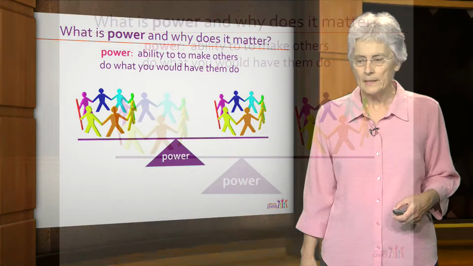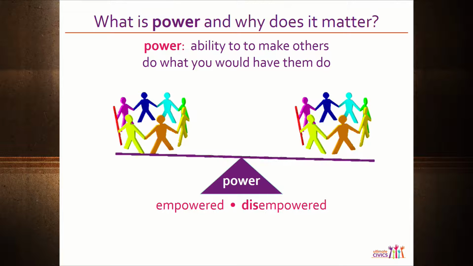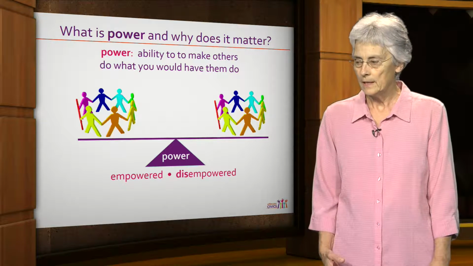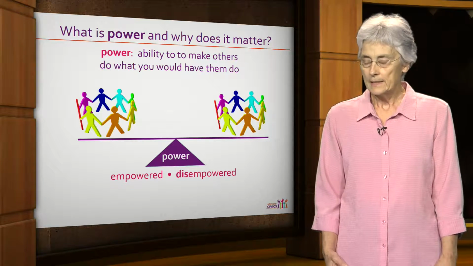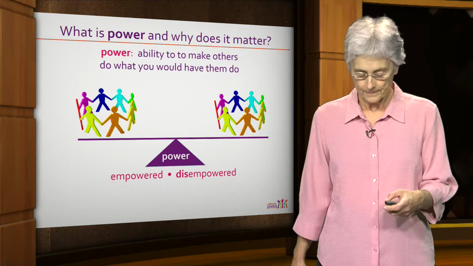In our society, we don't do a very good job of sharing power. Power is like a teeter-totter, where when one group of people is empowered, another group is disempowered. Learning how power operates is key to being an effective, engaged citizen. In a democracy, it's actually key to making a difference.